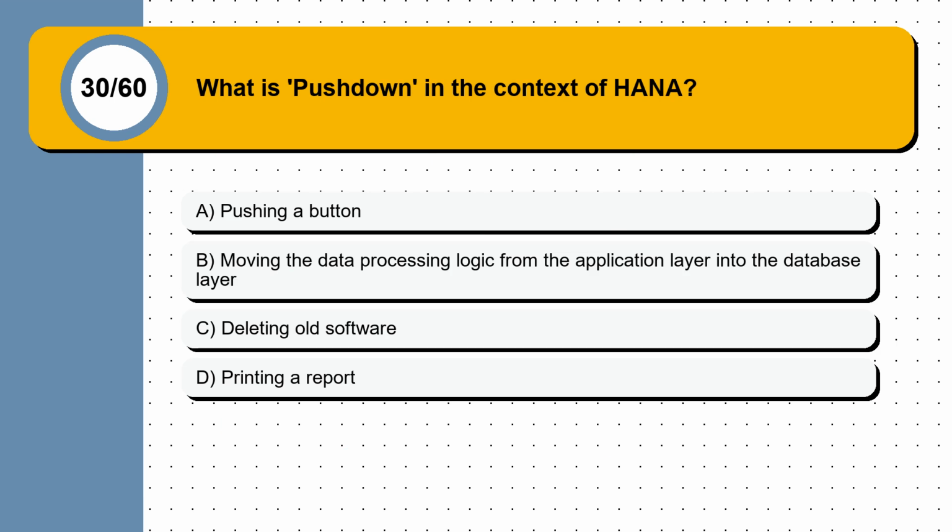Question 30. What is pushdown in the context of HANA? Option A, pushing a button. Option B, moving the data processing logic from the application layer into the database layer. Option C, deleting old software. Option D, printing a report.